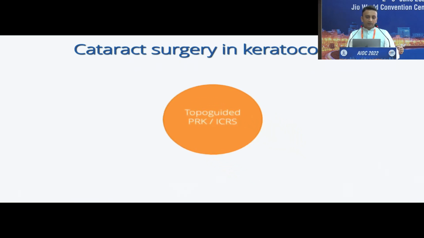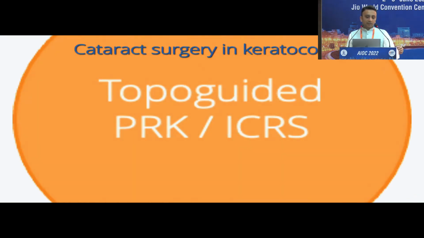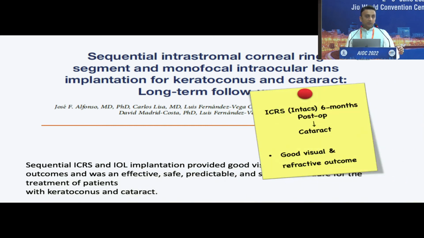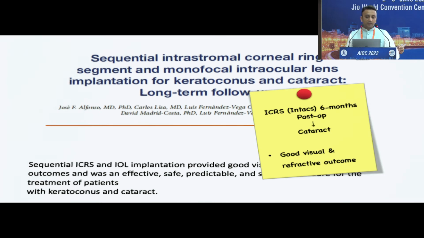The final part is topo-guided PRK and intracorneal ring implants. Now again, there are publications which show that you can put an intracorneal ring or Intacs, follow it with cataract surgery, which can give you a little better outcome. Having said that, we really don't know the duration, because Intacs has this capability that after a while it would lose its effect, possibly after 6 months or so. But when you combine with cross-linking, maybe the outcome can be a little better.